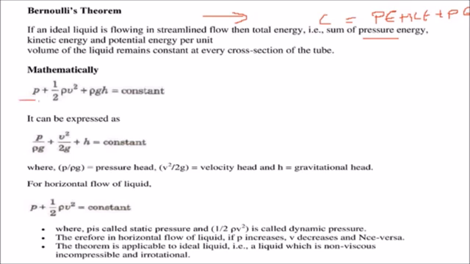This is for the pressure energy, P. This is half rho v square for kinetic energy, and rho g h for potential energy per unit volume. This becomes constant. This can be expressed in different terms also.